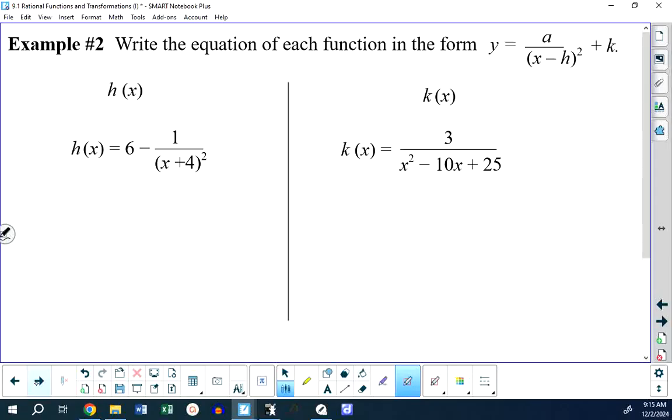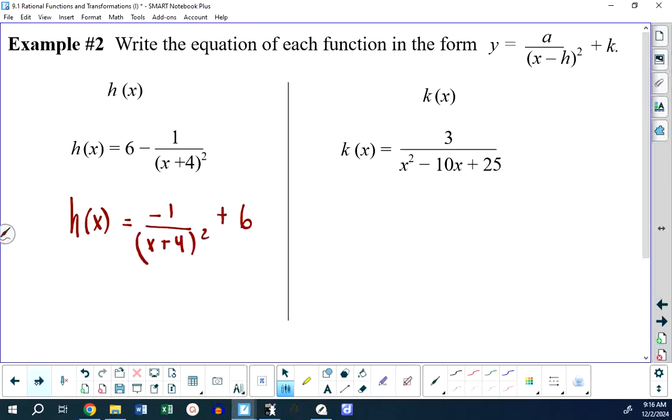By the way, I'm just going to pause here. Not all rational functions can be written as variations of 1 over x or 1 over x squared. Okay? We'll look tomorrow at more variety. So how do we write this h of x in that form? All we do is take that 6 and put it over here, take the negative that's in front of this fraction and put it on the top, and we're done.